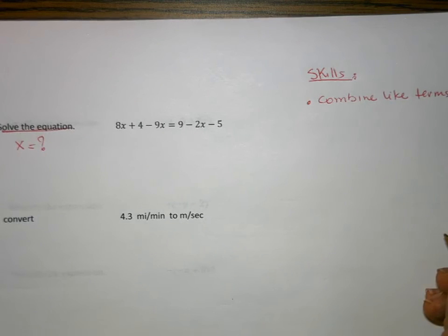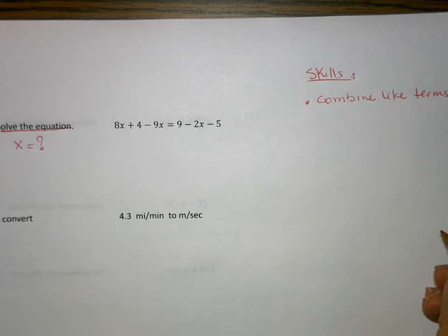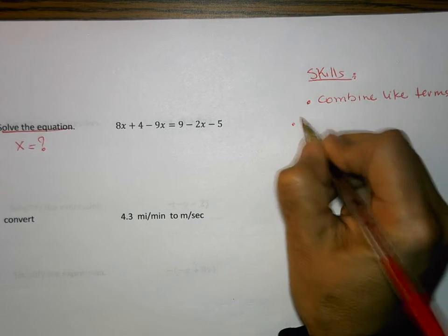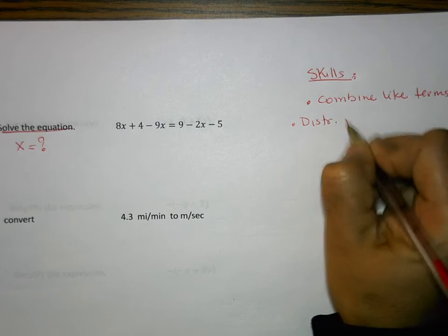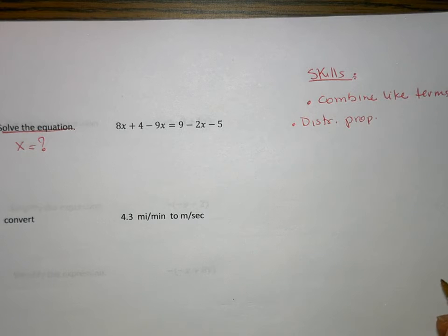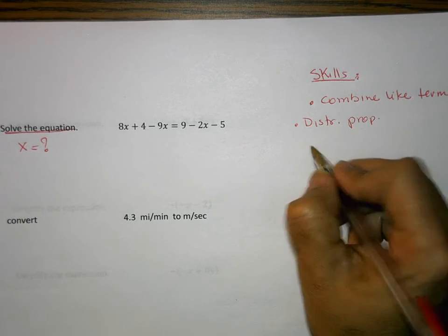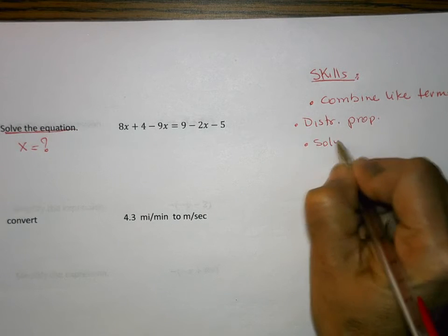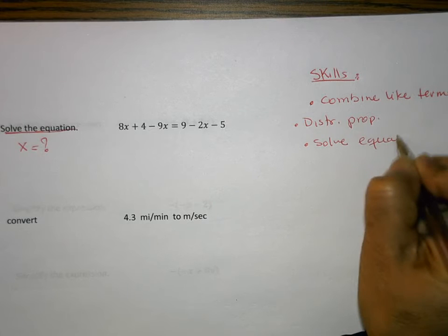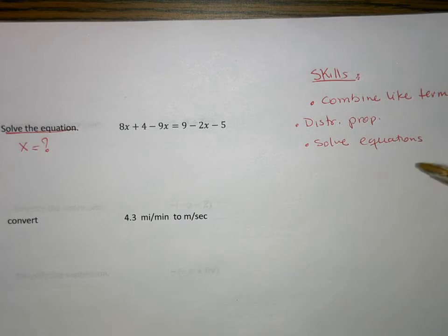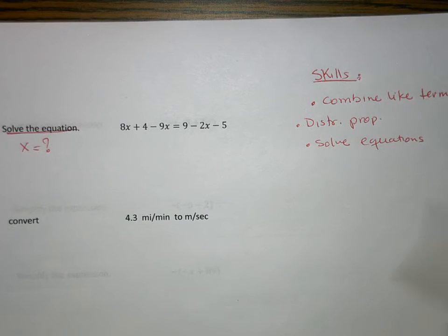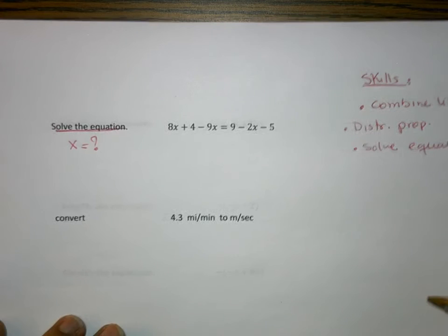Oops, I'm out of paper right there. We first combine like terms, and then we learn the distributive property. That's another thing we learned. And then we learned to solve equations. So all these skills are going to be used here in this test. That's what we taught you in Unit 1, and that's what we're going to be testing you on.